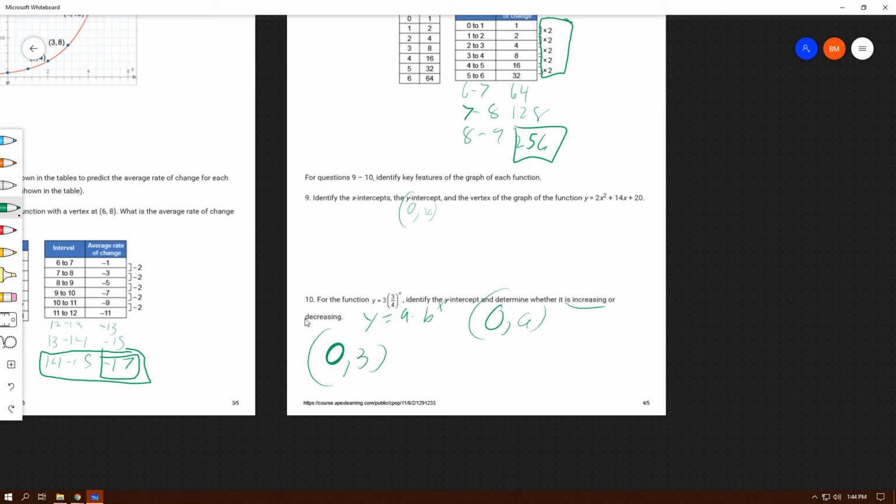Whether it's increasing or decreasing, well, this base will tell me if it's increasing or decreasing. I am decreasing when my b is between 0 and 1. I am increasing when my b is greater than 1. Well, my b value is 3/4, which is between 0 and 1, so that's decreasing.